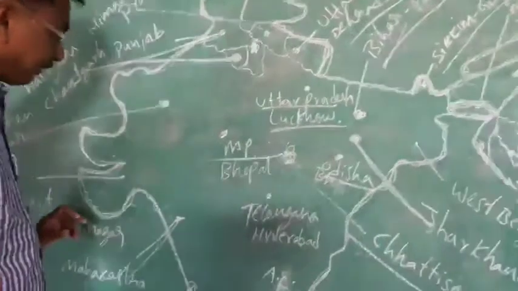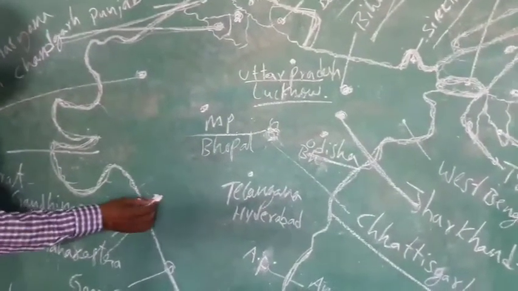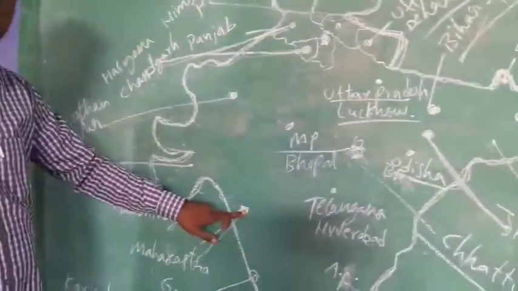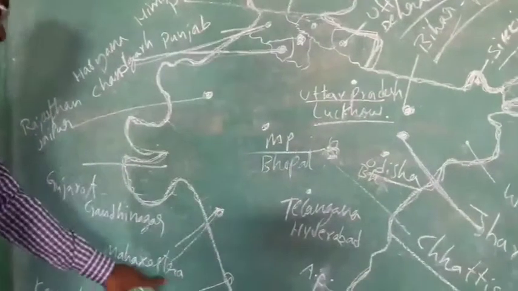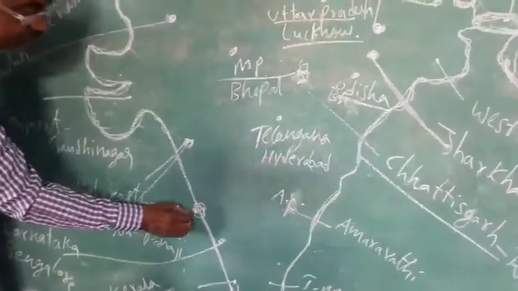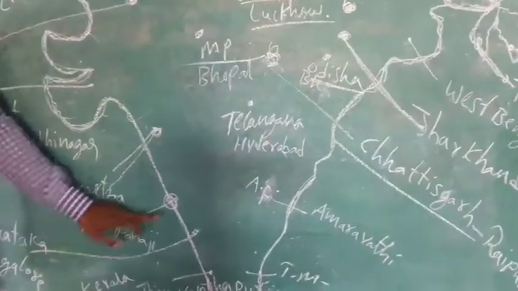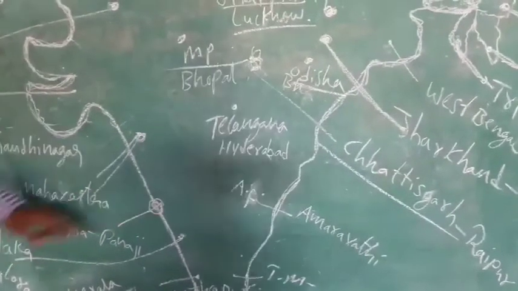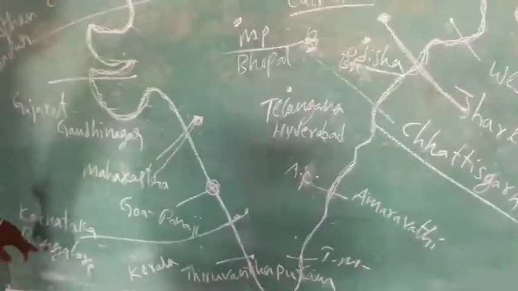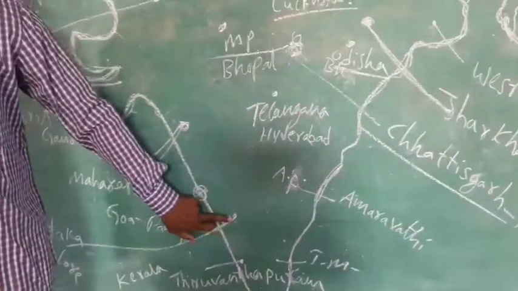And next you see, coming this side, after Gujarat you see Maharashtra. Maharashtra capital is Mumbai. And beside that we are having Goa. Goa, Panaji. Goa capital is Panaji. And down here we are having Karnataka. Karnataka capital is what? Bengaluru.